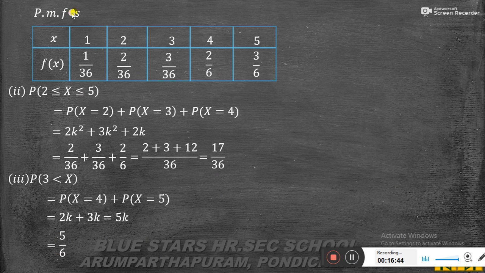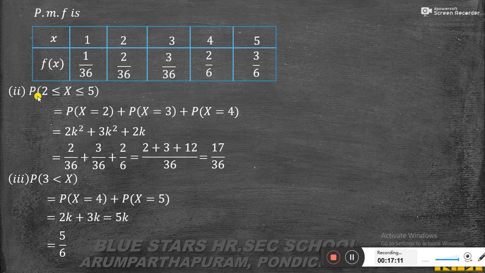You see here, the probability mass function is for x equal to 1, 2, 3, 4, 5. So f of x equal to, I substitute k, the k value is 1 by 6, so 1 by 6 square is 1 by 36. Next, 2k square means 2 by 36. Next, 3k square means 3 by 36. Next, 2k means 2 by 6. 3k means 3 into the k value 1 by 6, 3 by 6. Therefore this is the probability mass function.